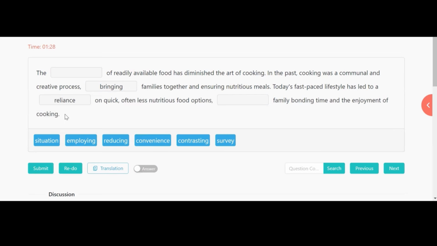So that's what I'm talking about in this question today. So we chose this one. Often less nutritious food options, dash family bonding time, and they enjoy. We chose reducing here. So if in the past cooking used to bring people together, now in the present day, we have a fast-paced lifestyle that makes people rely on quick food, let's say fast food and the rest of them. It will actually reduce family bonding time and the enjoyment of cooking.